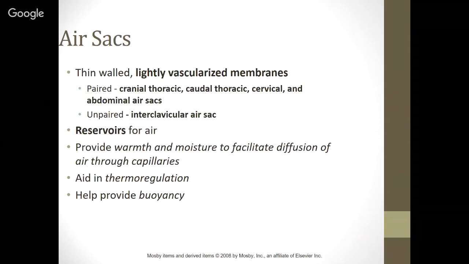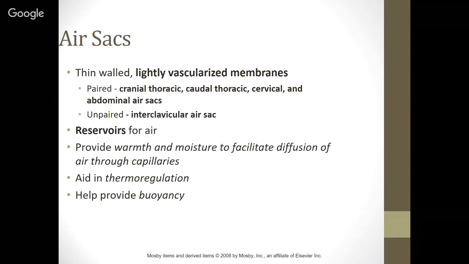These air sacs are thin-walled, lightly vascularized membranes. They are paired. So we have 2 craniothoracic, 2 caudal thoracic, 2 cervical, and 2 abdominal air sacs. And then we have 1 unpaired, which is the interclavicular air sac. These are just reservoirs for air.